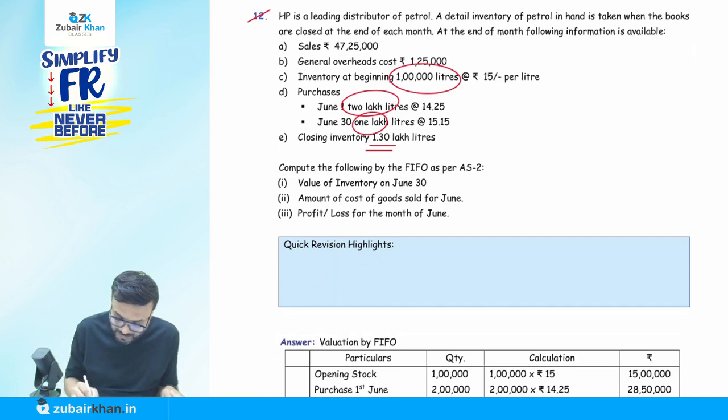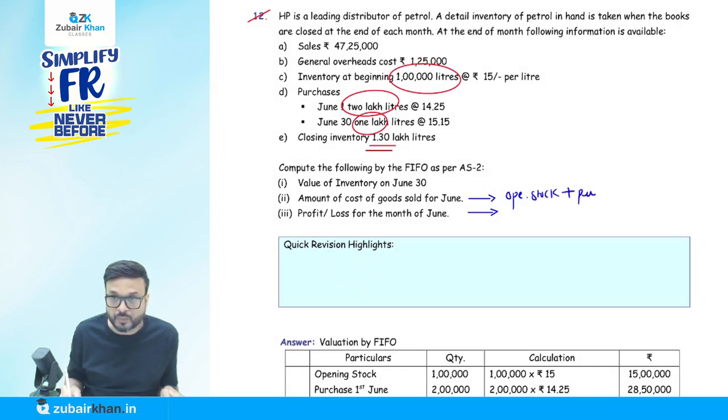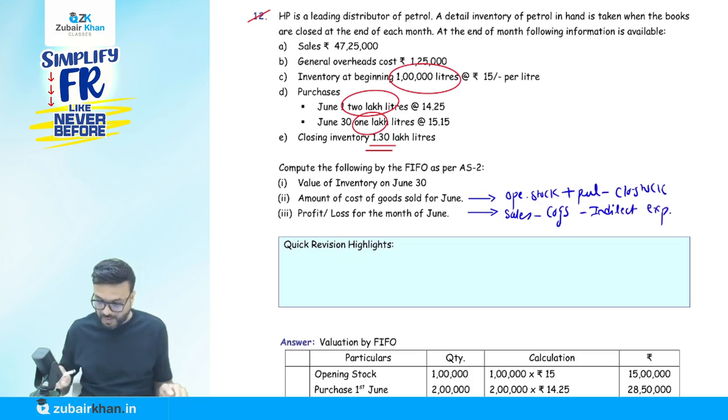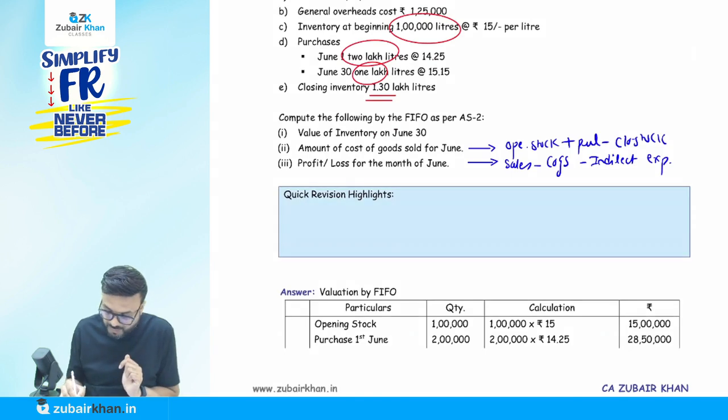Very simple. Understand this one; I will come to the value later. When we talk about the cost of goods sold, how do we calculate it? Opening stock plus purchases minus closing stock. How do we calculate the profit? Sales minus COGS, meaning cost of goods sold, minus indirect expenses. So one by one, let's first calculate. I will come to the value of inventory, because when I calculate the COGS in point number 2, we have to calculate closing stock also. I will come to that.